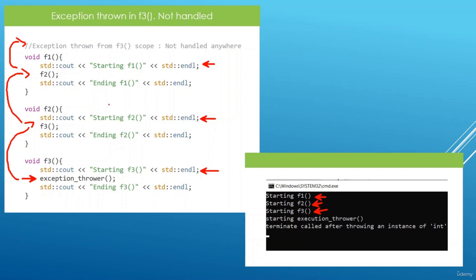And let's suppose that we don't have a catch handler to handle this integer exception. The exception is not going to be handled and our program is going to crash. That's what we see here. So we are going to start executing F1. We see the message. We are going to start executing F2. We see the message here. We are going to start executing F3. We see the message here.